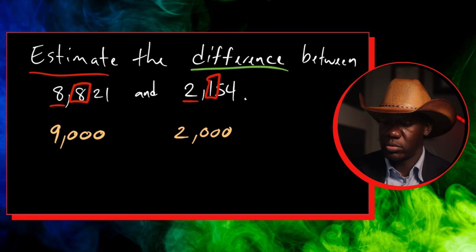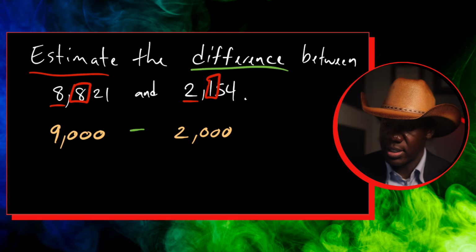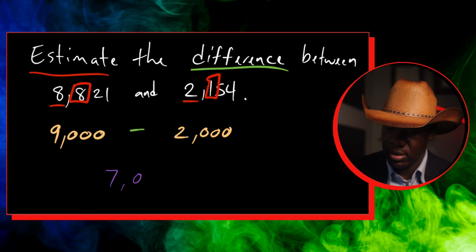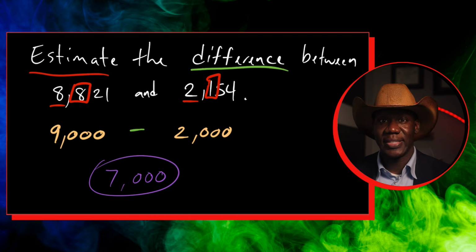All right, now we just find the difference. I know 9 minus 2 is 7. 7,000. The estimated difference is 7,000.